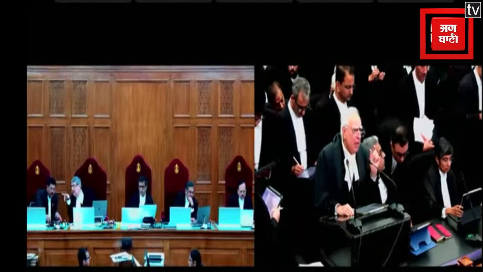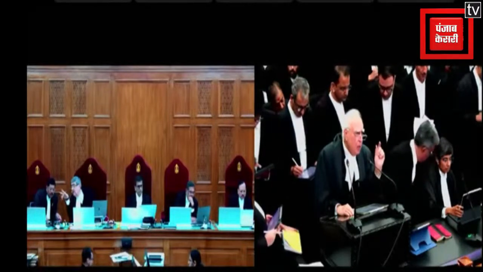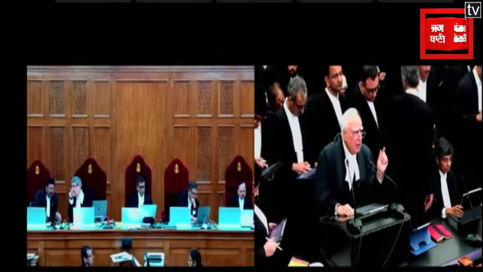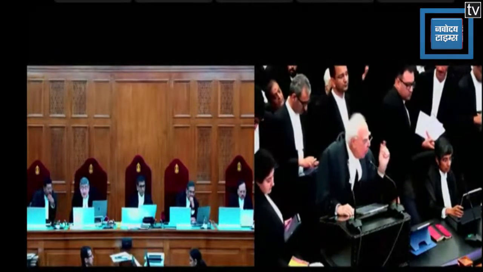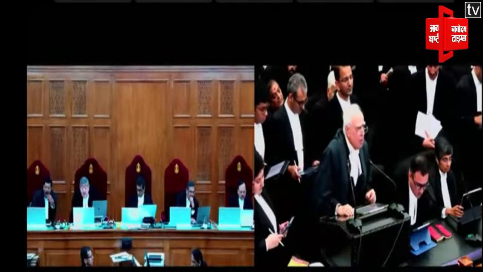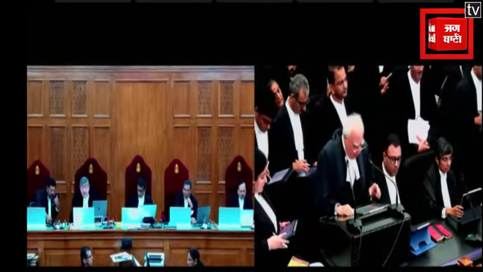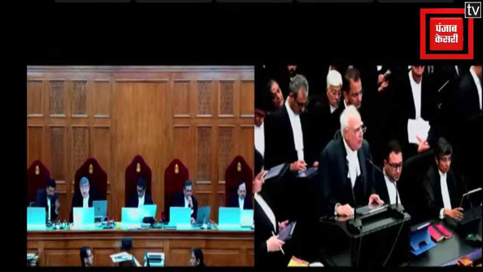Which is why I've been saying throughout my submissions, this was a political act to achieve a certain political purpose, to bypass the provisions of the Constitution. Page 235, paragraph 537. We've got it on the screen as well.